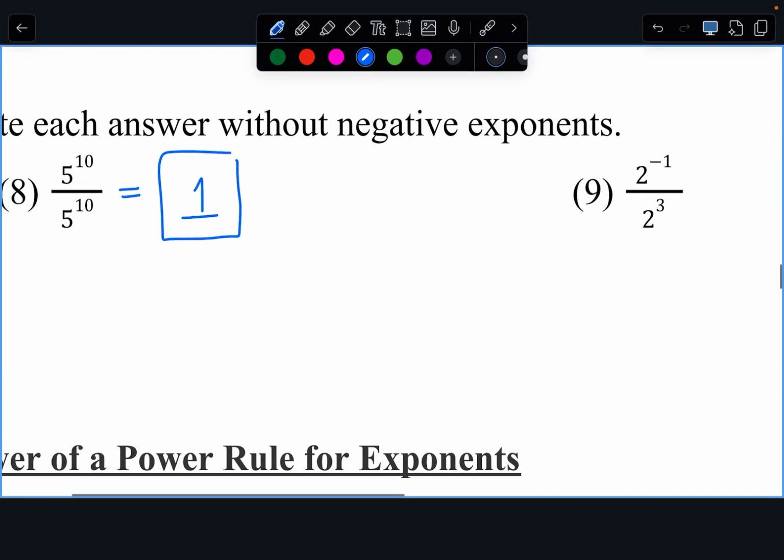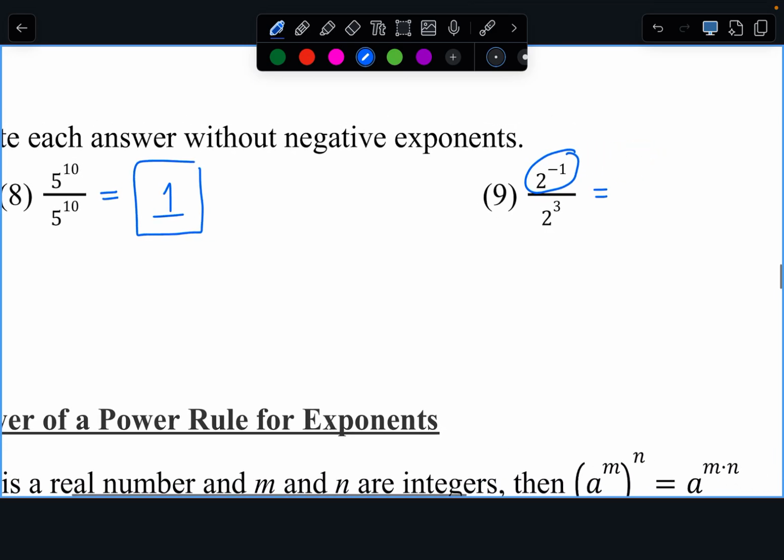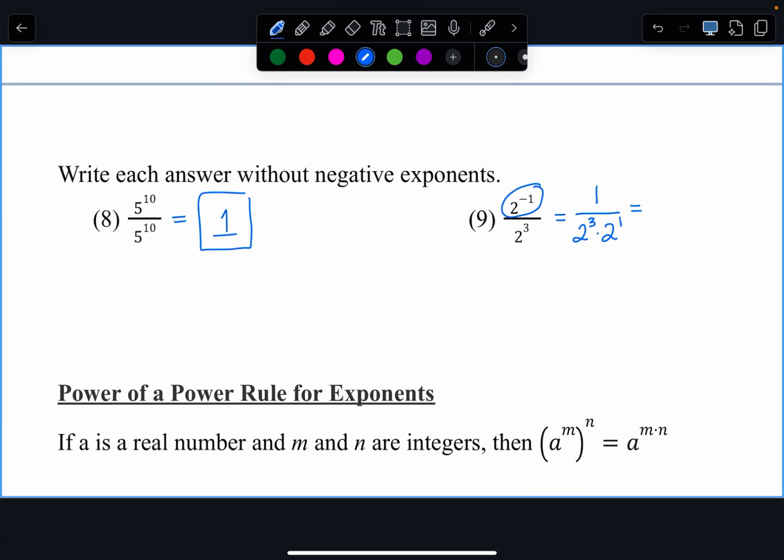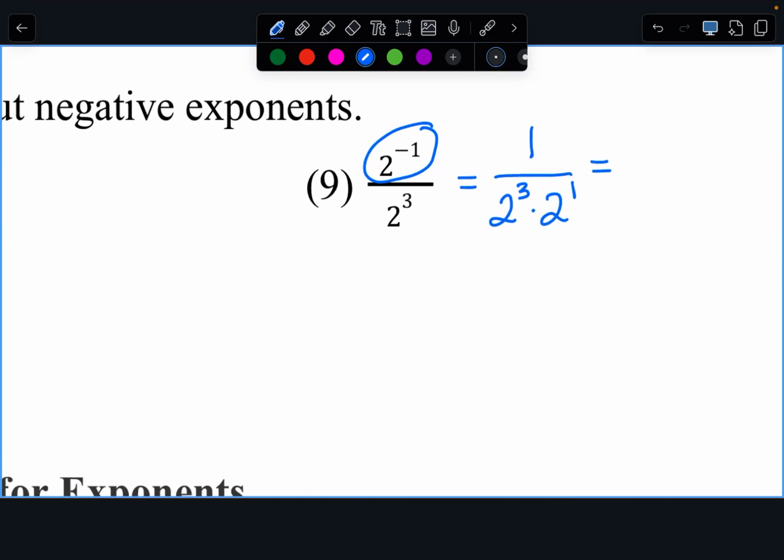Number 9, we got to fix something first. Flip it. Flip just this piece. So this gives us 1 as our placeholder on top because there's nothing left. 2 to the 3rd times 2 to the 1st. How many 2's are on the bottom now? Look at the exponents. Oh, okay, wait. You're correct. Sorry. Great answer to a poorly worded question.